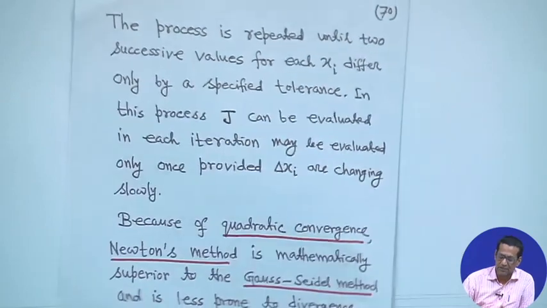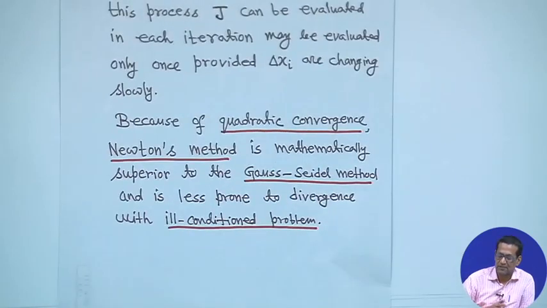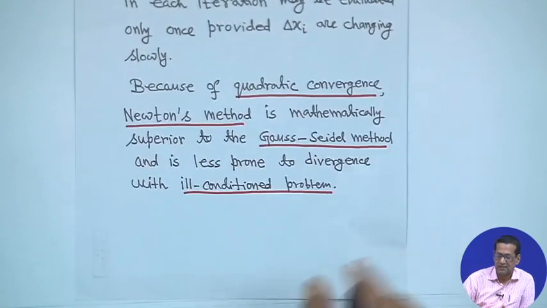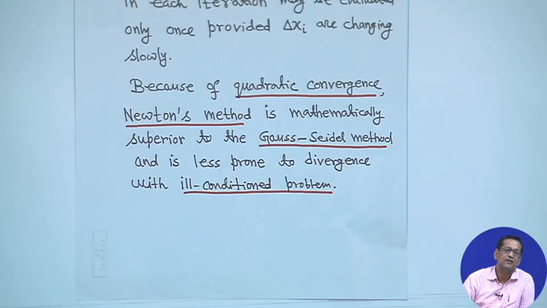Because of quadratic convergence, Newton's method is mathematically superior to the Gauss-Seidel method. The Newton-Raphson method is much superior to the Gauss-Seidel method and is less prone to divergence with ill-condition problems. So, if the network is ill-conditioned, then Gauss-Seidel may fail to converge, right. What is ill conditioning? Later we will see. First, let us discuss the Newton-Raphson method, right.